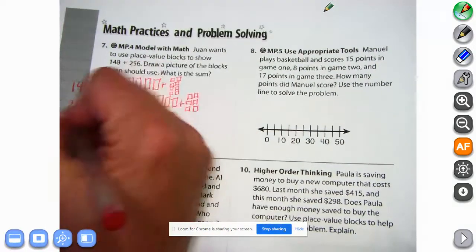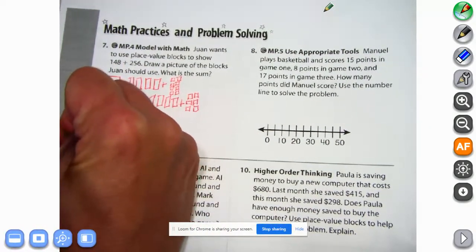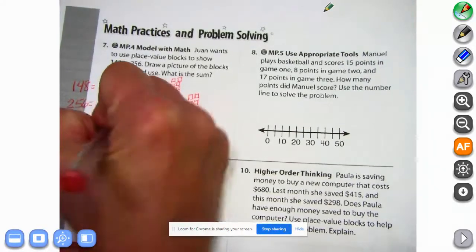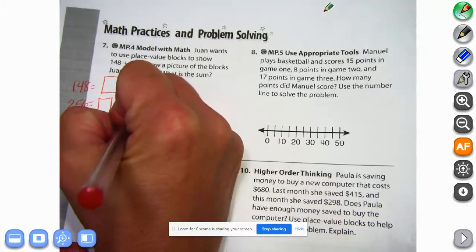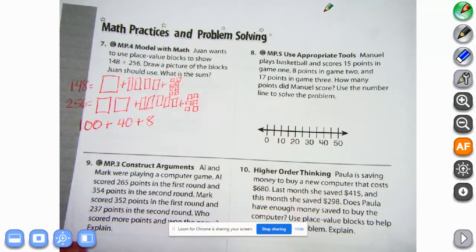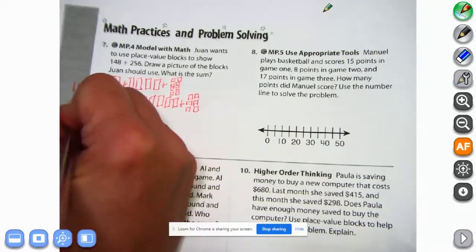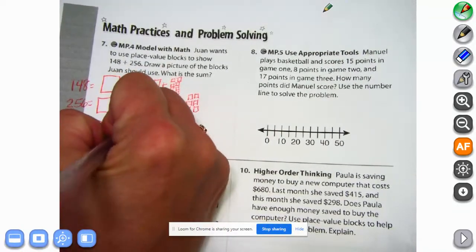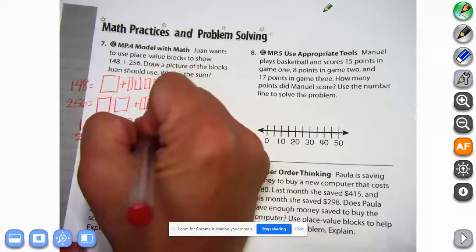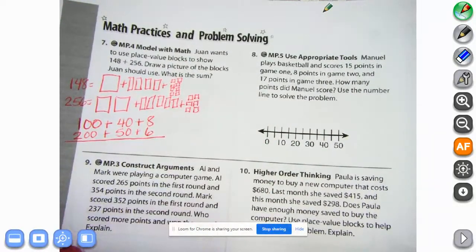So let's do the first one, 148. That's 100 plus 40 plus 8. And below that, we're going to write 200 plus 50 plus 6. We're going to add these together.